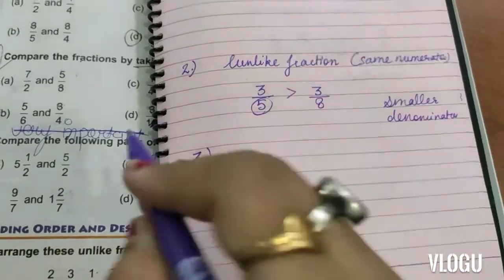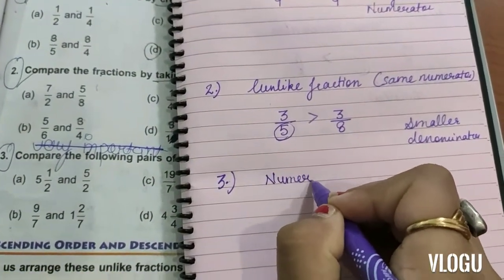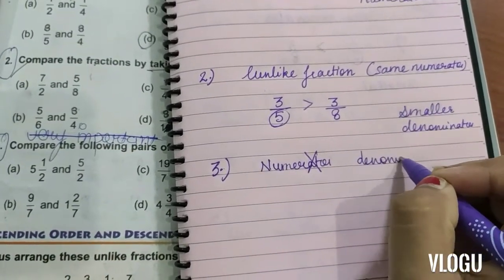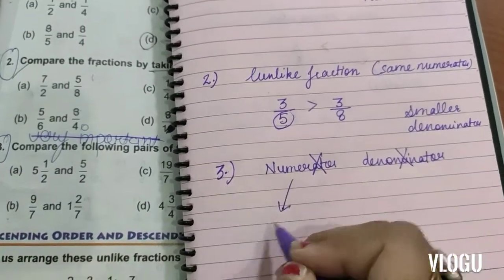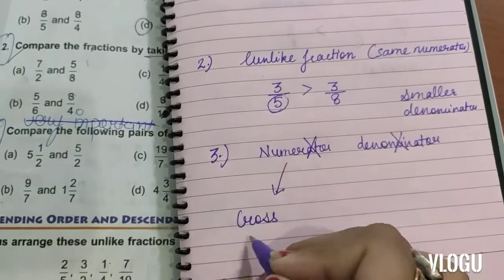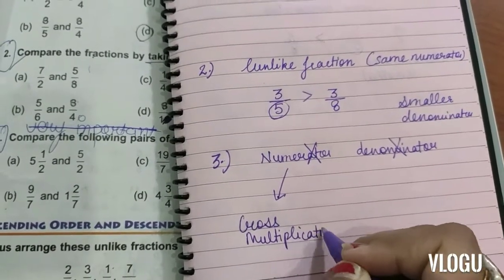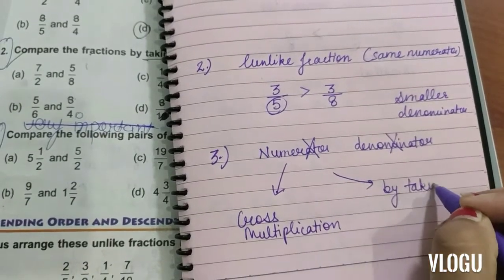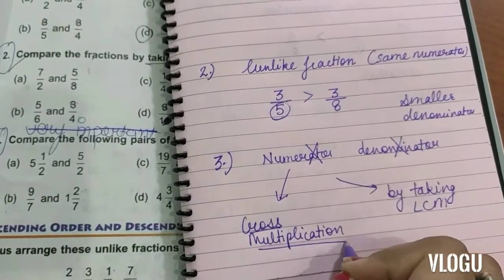Now in case 3, we will compare fractions in which neither the numerators are the same, nor the denominators are the same. To compare such fractions, we have two methods. The first method is the cross multiplication method, and the second method is by taking the LCM. In this video, I am going to discuss the cross multiplication method.